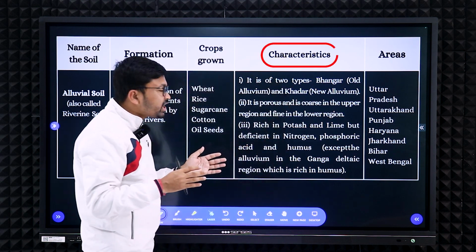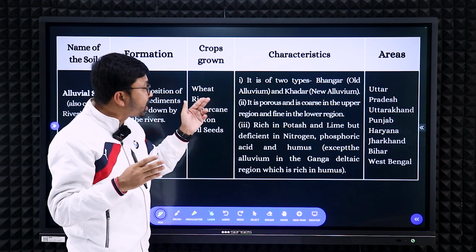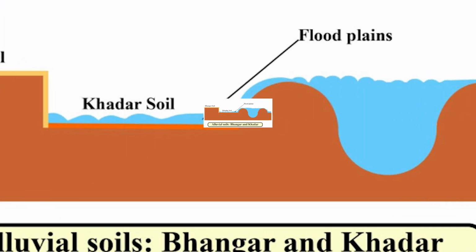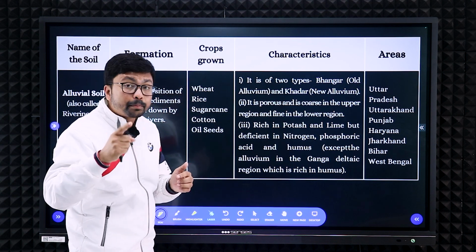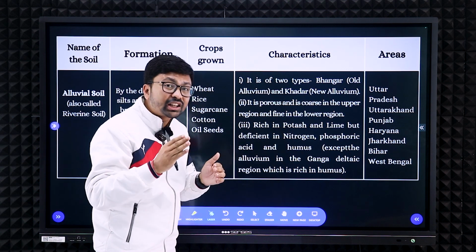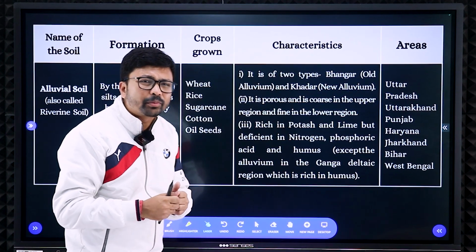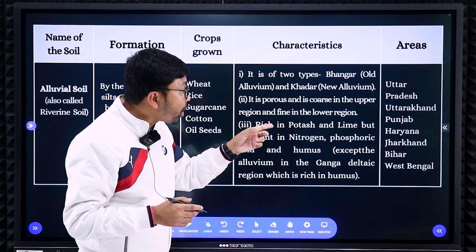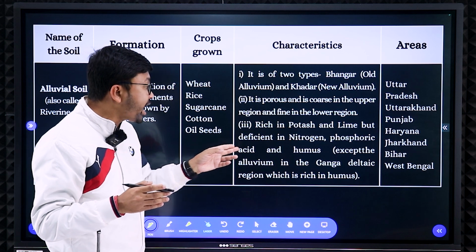Next, characteristics. This soil, as I said, is most fertile. It is further divided into two types, khadar soil and bhangar soil. Khadar soil is close to the river and is replenished by new sediments every year. So that's why khadar is more fertile than bhangar. Bhangar is a little bit away from the khadar area. This soil is rich in potash and lime, but deficient in nitrogen, phosphorus, and humus.